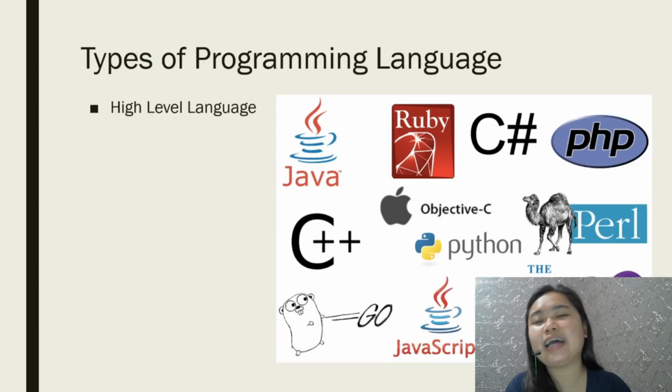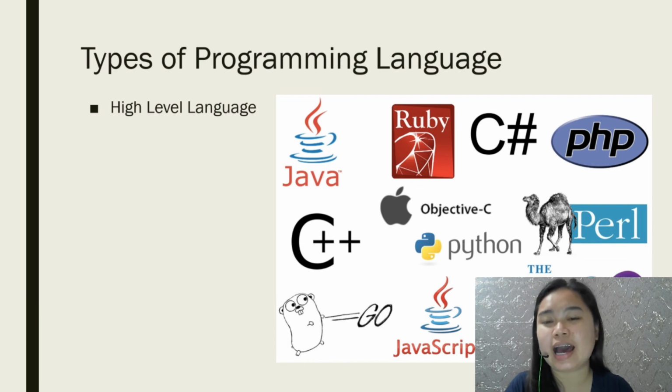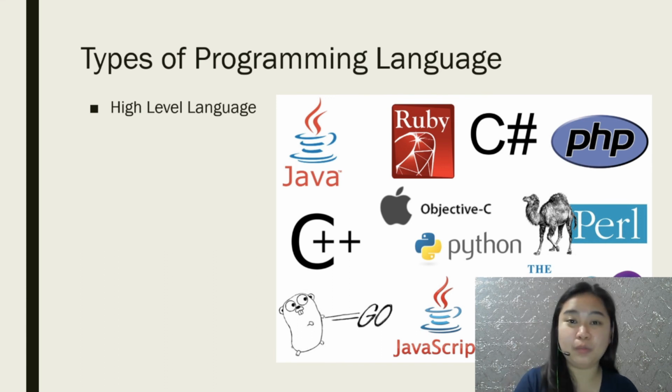So, what are the types of programming language? So, the first one is the high-level language. So, this language is more of like human language. So, malapit siya sa human language, kaya naiintindihan natin siya. So, ito naman, para maintindihan siya ng ating computers, kailangan natin siyang i-compile para siya ay mag-run sa ating mga computers.